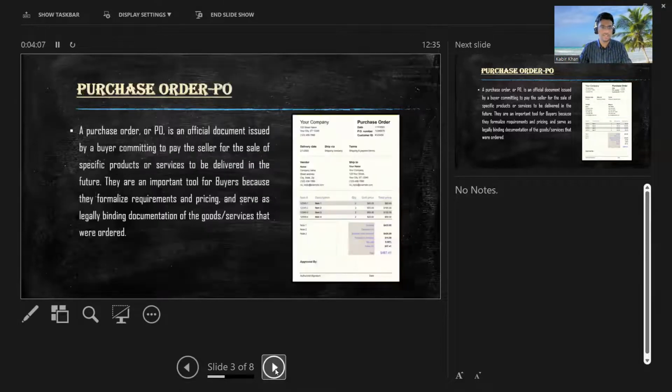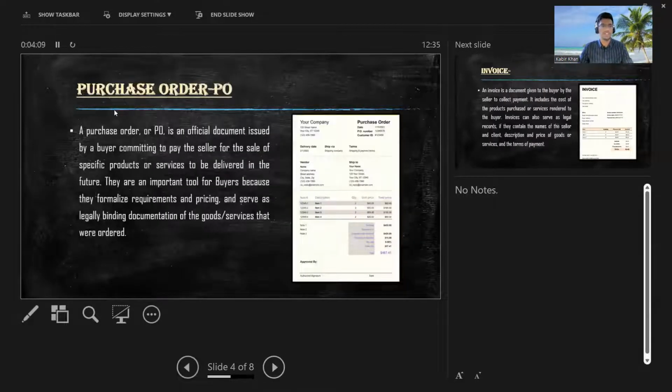Let's move to another term: purchase order. I think the accounts payable or P2P team will come across the purchase order n number of times. So let's understand what this purchase order means. In short, we call it a PO.